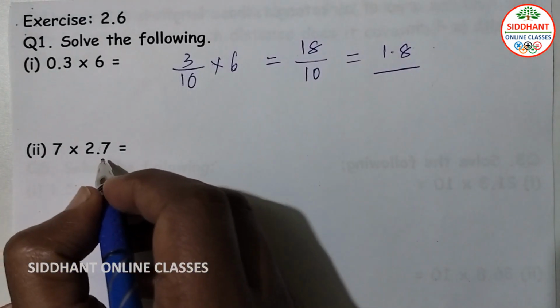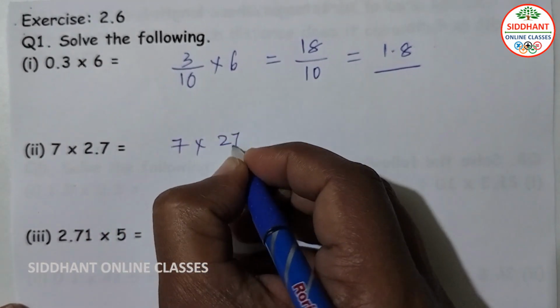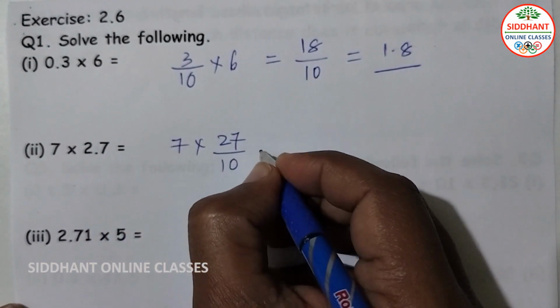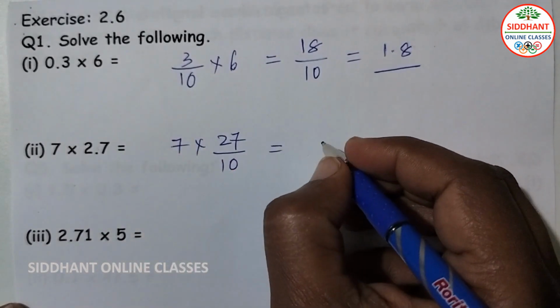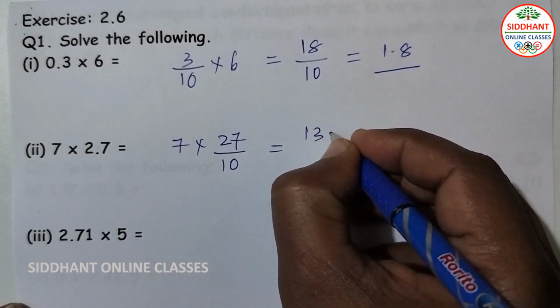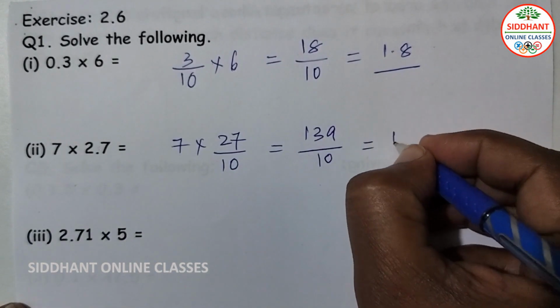Second one, 7 into 2.7. So 7 into 2.7 can be written as 7 into 27 by 10 here. Next, 7 into 27, we get 189 by 10. So that equal to 18.9.